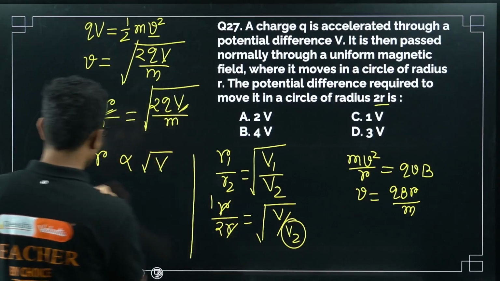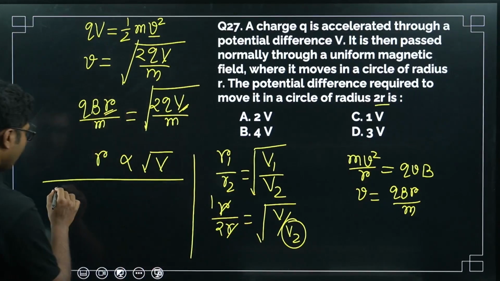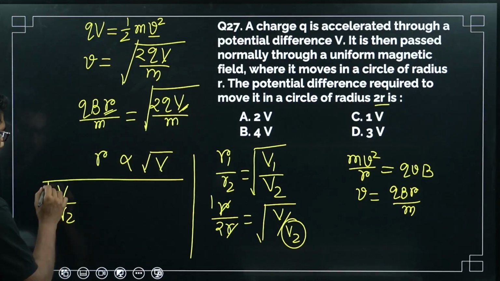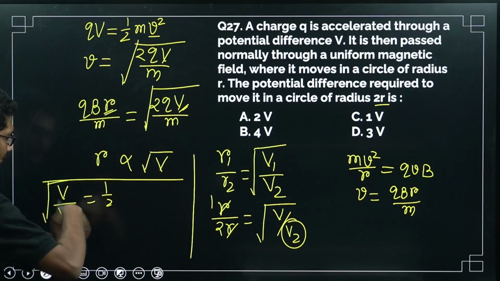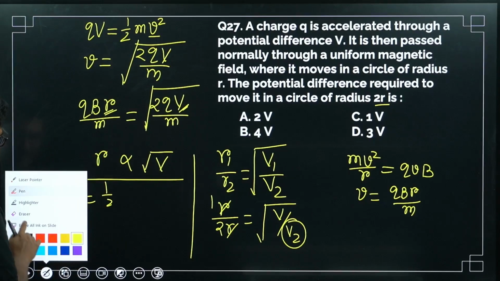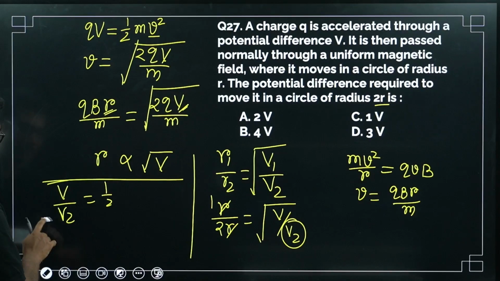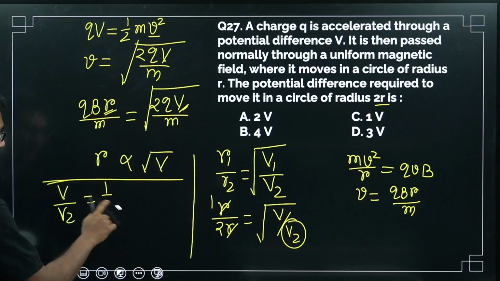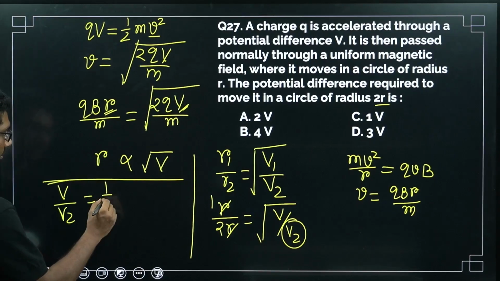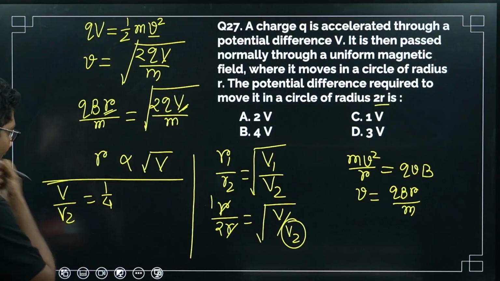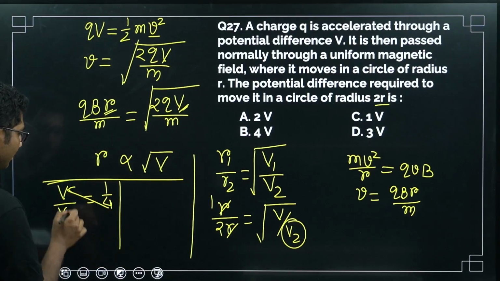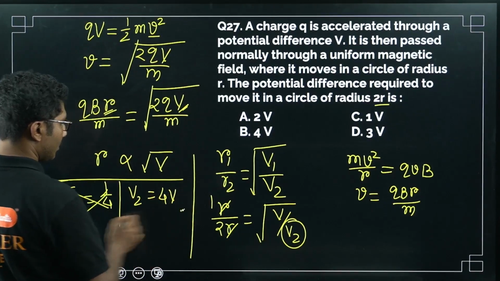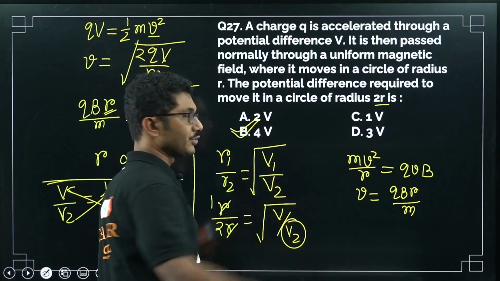Or let me write it here, the square root of v by v2 equals half. So now let me square it. If I square it, the square root will be gone, and on this side I will get 4. So from there just do the cross multiplication. So we will get v2 equals 4v. So we need 4v potential difference.